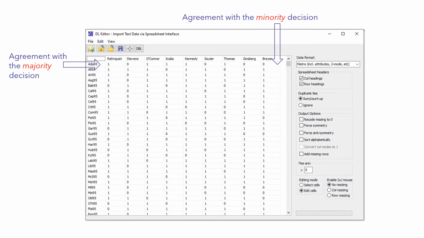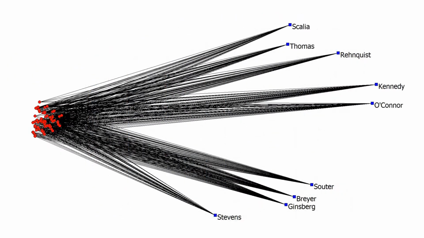In the matrix, 1 means a justice's decision on a case is in agreement with the majority decision. 0 means a justice's decision on a case is in agreement with the minority decision. Two-mode networks are usually treated as undirected networks. The types are better considered as affiliations.